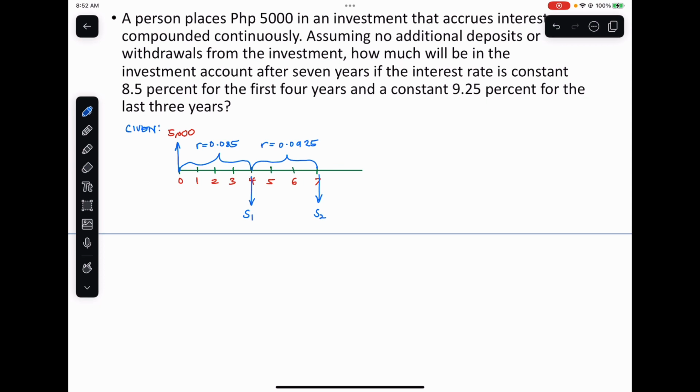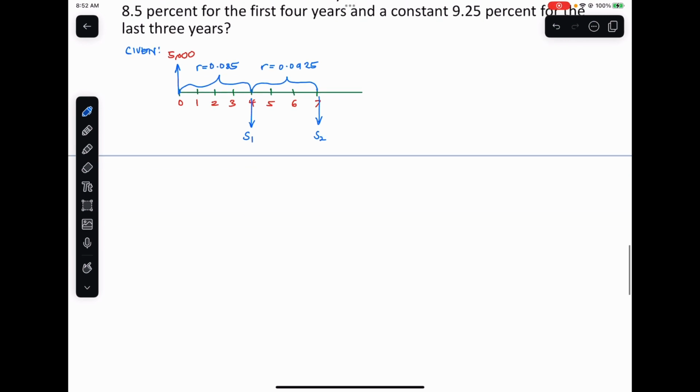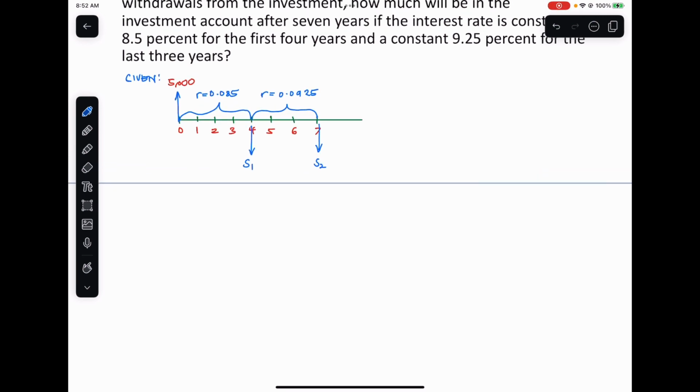So that is the amount of money after 7 years. In this case, what would be the amount after 7 years? We start with our given. Initially, the amount of money is 5,000 pesos. R is already given. For the first 4 years, it's 0.085, and so our R is there. For our required, what would be the amount of money after 7 years?